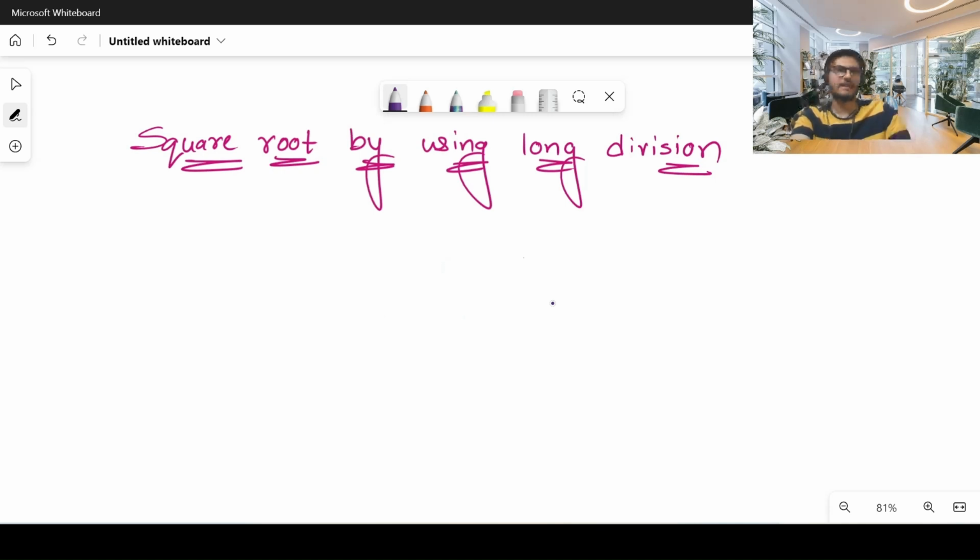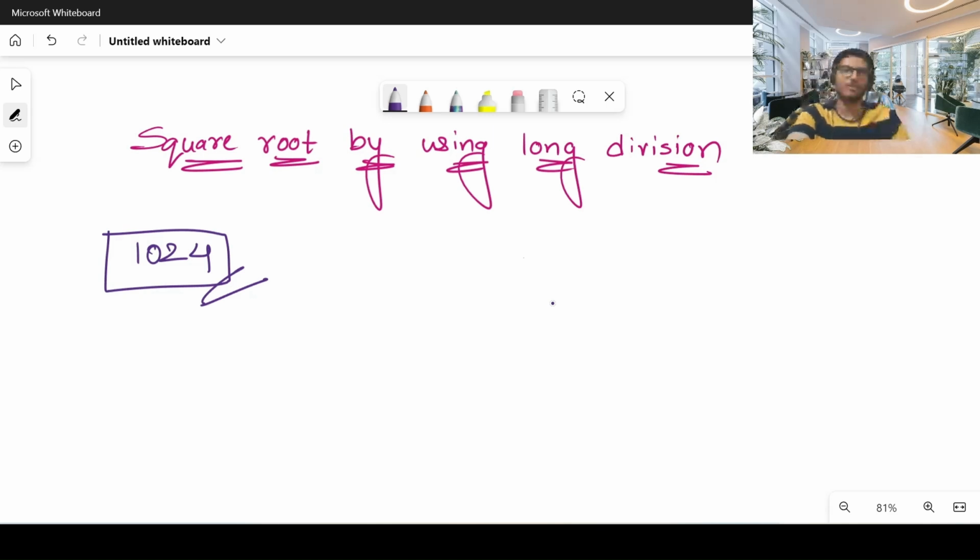So let us take a number 1024. Okay, now we have to find out the square root of this particular number. I know that this is a perfect square number, but I don't know what the square root of this number is. So let us find it out. Now, before we jump into the method of long division to find out the square root of 1024, there are certain things which we have to clear in our mind.